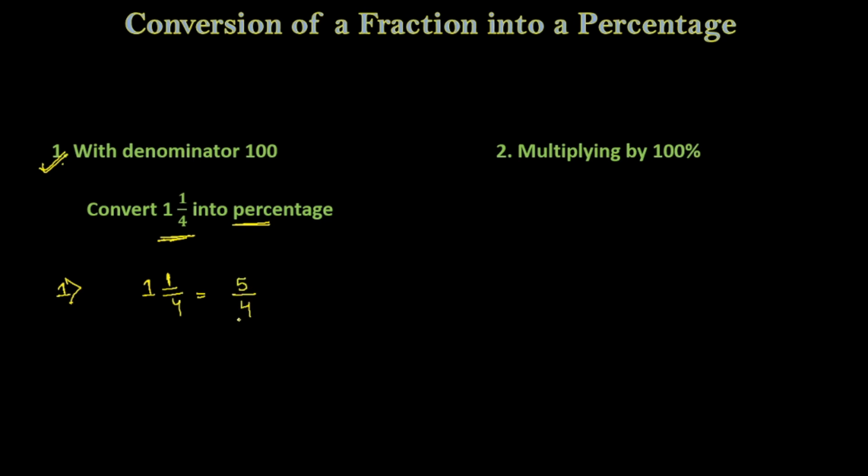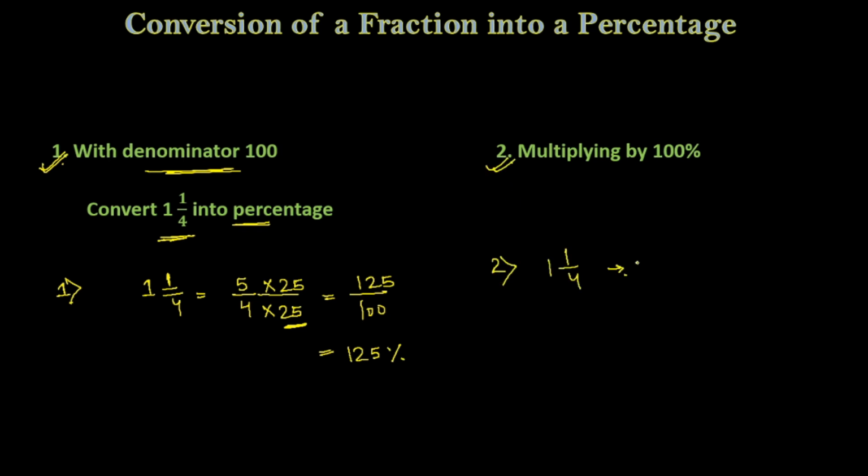Now simply make the denominator 100. When you multiply this denominator by 25, you will get denominator 100. As you multiply the denominator by 25, you have to multiply the numerator also by 25. You will get 125 upon 100. So you will get 125%.